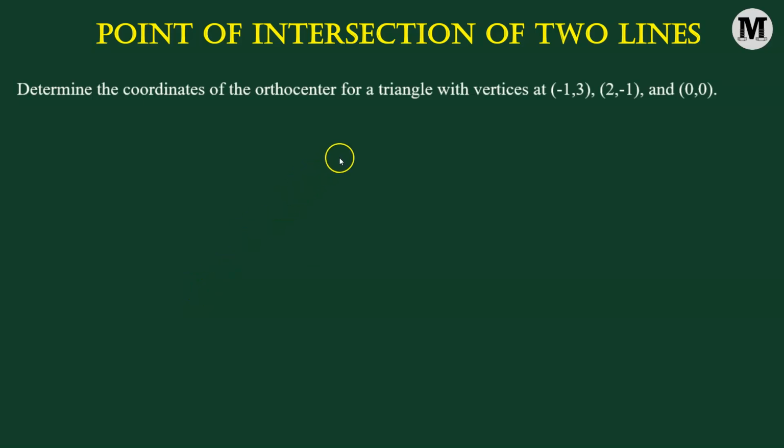Determine the coordinates of the orthocenter for a triangle with vertices (-1, 3), (2, -1), and (0, 0). Okay, let us begin. So here, let's try to understand the problem graphically first.